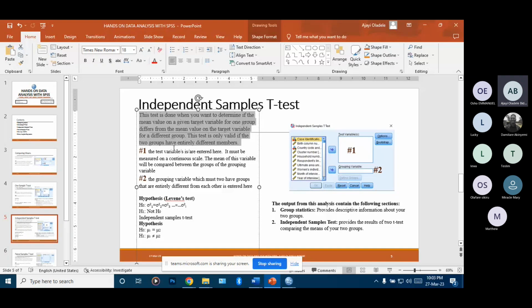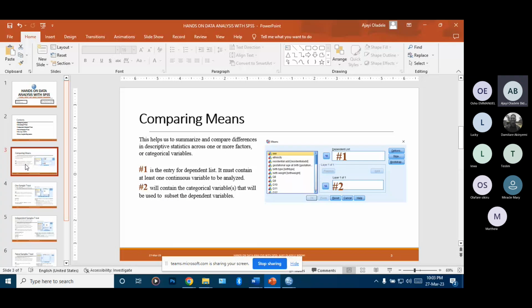Okay, for the first box, the test variable is entered here, and it was measured on a continuous scale, right? Now, this independent samples t-test is almost the same thing as when we were comparing means. But when we were comparing means, we only compared the means. We didn't have any test. No hypothesis was tested. We only compared means.